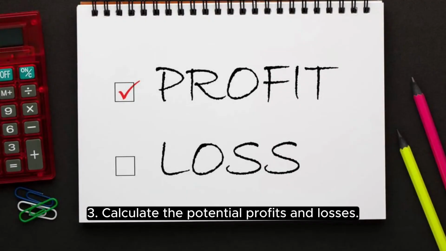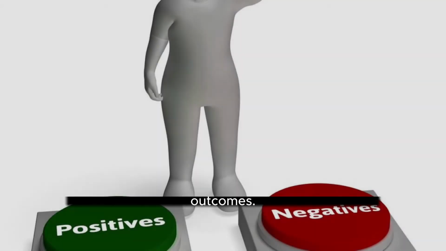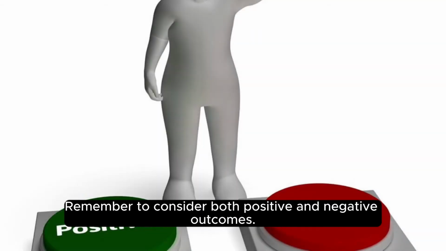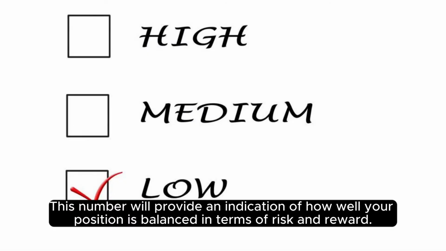3. Calculate the potential profits and losses. Based on your target profit and stop-loss levels, determine the potential changes in price for your position. Remember to consider both positive and negative outcomes. 4. Divide the potential profits by the potential losses to get your risk-reward ratio. This number will provide an indication of how well your position is balanced in terms of risk and reward.